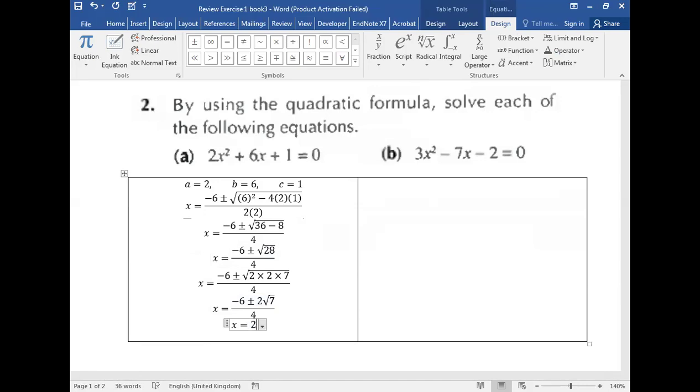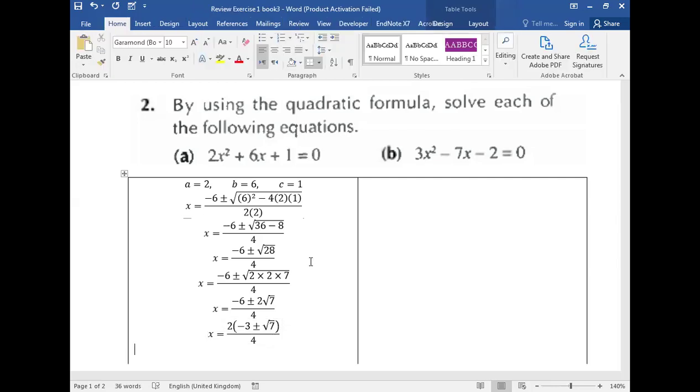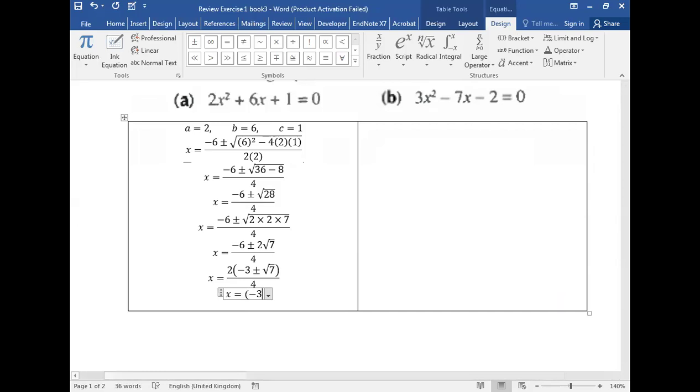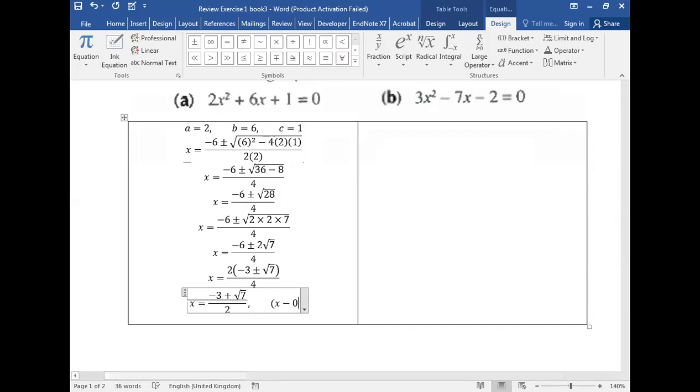अब 2 कॉमन लेके -3 प्लस माइनस स्क्वायर रूट ऑफ 7 upon 4. Now this 2 and 4 can cancel out, and the final answer that you are left with is -3 plus under root 7 upon 2 and -3 minus under root 7 upon 2. This is how you get the answers if you're dealing with paper 1.